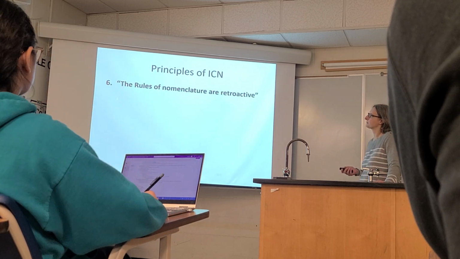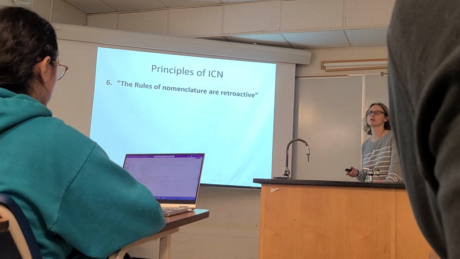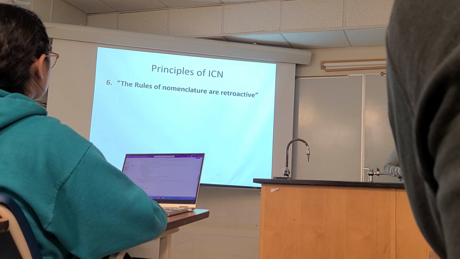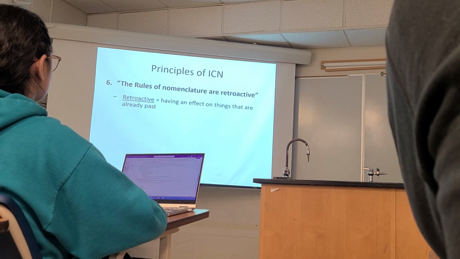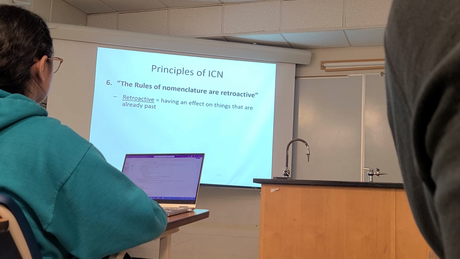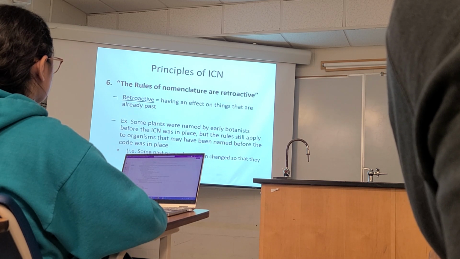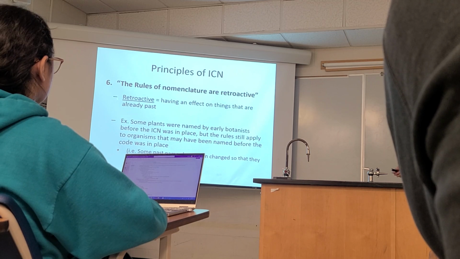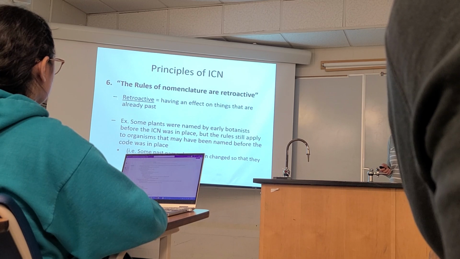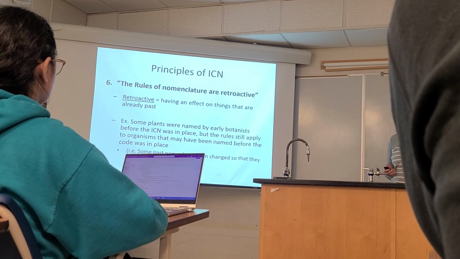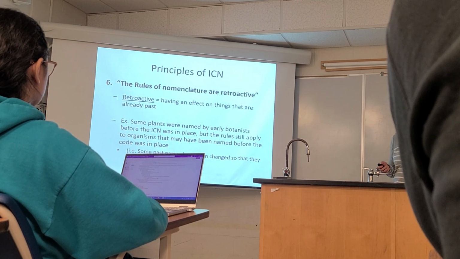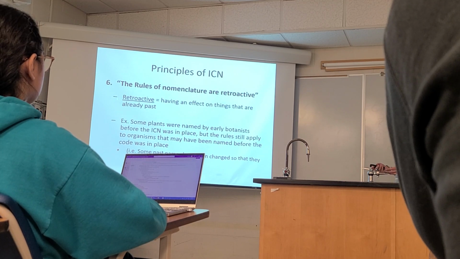Number 6, the rules of nomenclature are retroactive. This is what I said I was going to come back to in a second. Retroactive means that they have an effect on things that are already past. What I'm referring to here are names that were created before the ICN was in place, before it existed. There was a time when we didn't have a set of rules on how to name species, so they just named them however they wanted to. So they don't follow the rules.